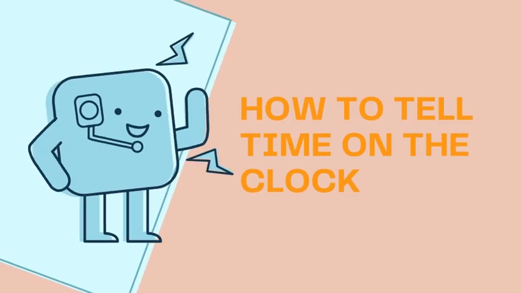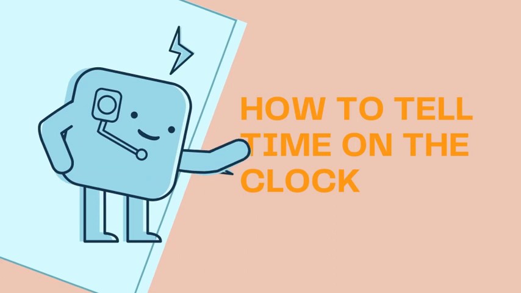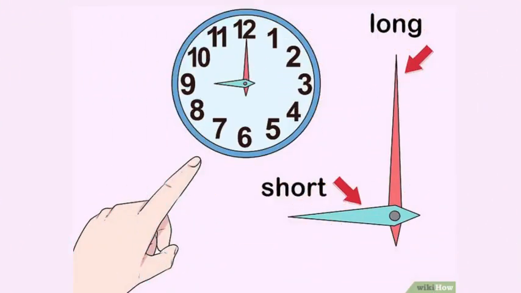So, now we move to how to tell time on the clock. Let's see the picture. They are the hands of the clock. The blue one is the short hand and the red one is the long hand. The short hand means the hours and the long hand means the minutes. And for the digital clock, the two numbers in front of the colon are the hour and the last two numbers are the minutes.